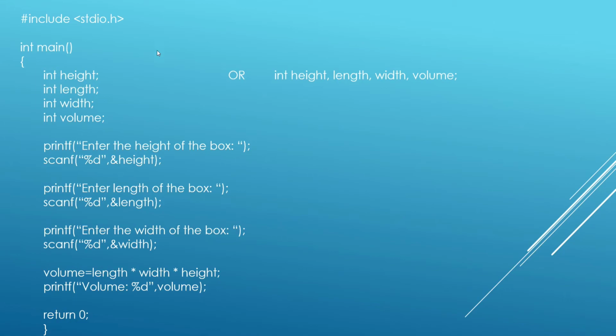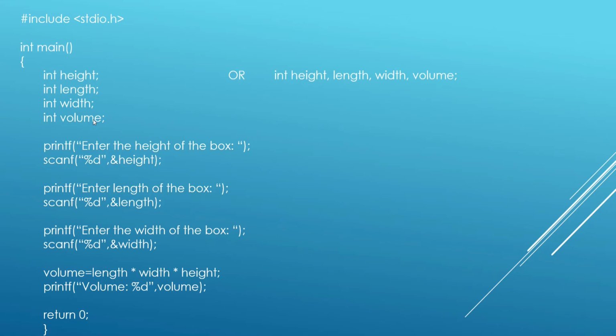So there's a space in memory. There's 4 bytes in memory that allows us to put a value in there. And the scanf, of course, has the %d, since this is an integer. We have the address operator, and it points to height. After you input the value there, it's now going to prompt the next question. It's going to ask you to enter the length of the box.